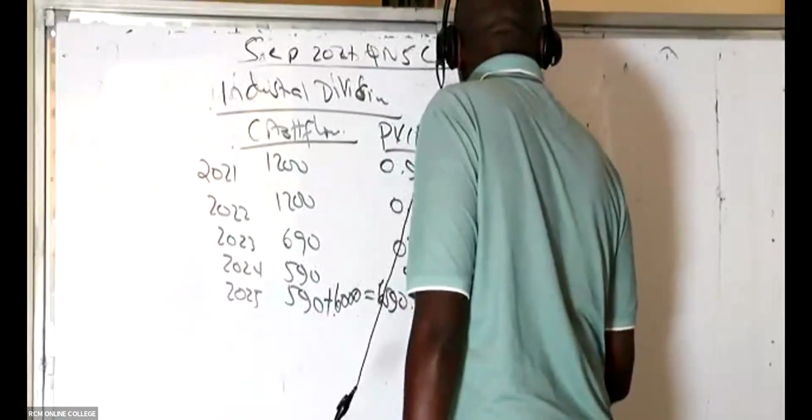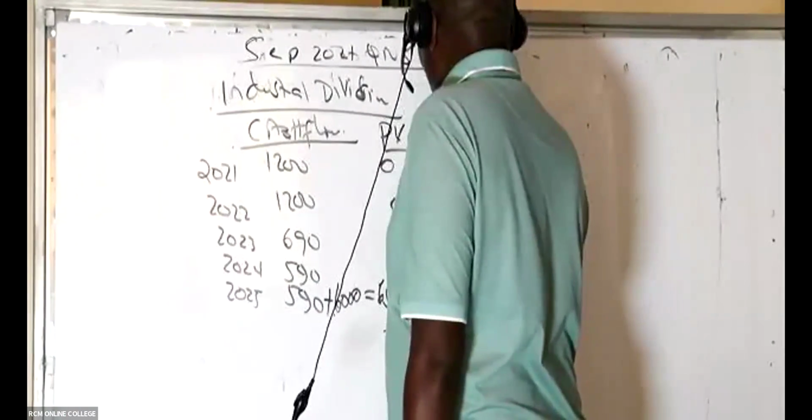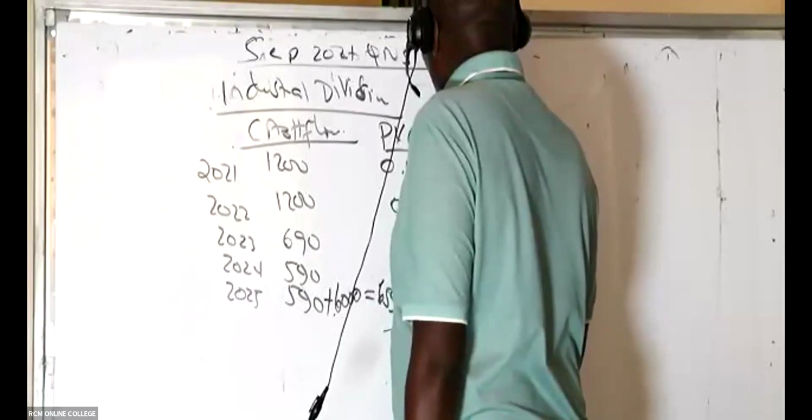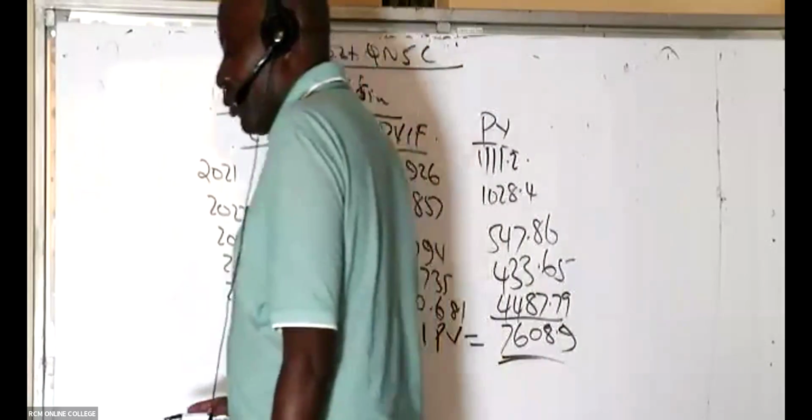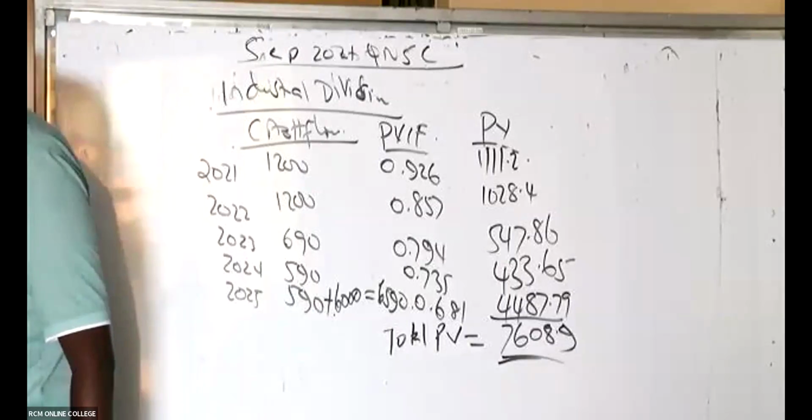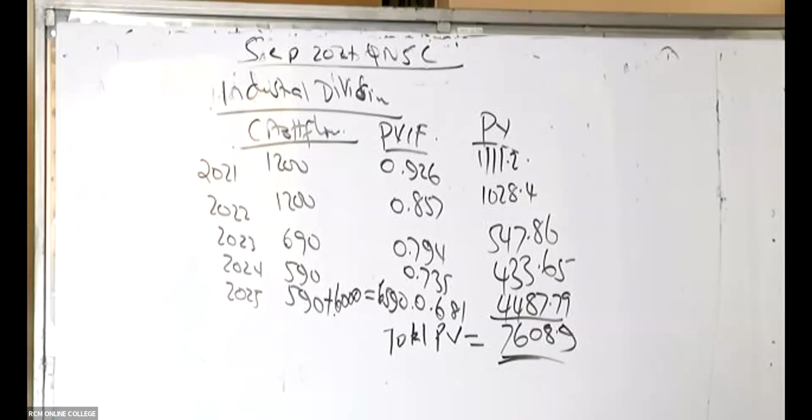7608.9. Thank you very much. So what name do I give to this total present value? What name do I give to it? Abracadabra. And I'm so happy because I can see most of you are around.